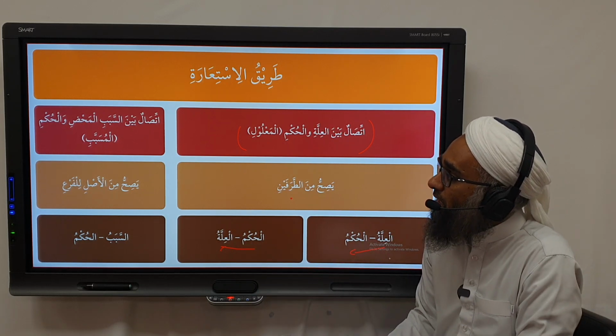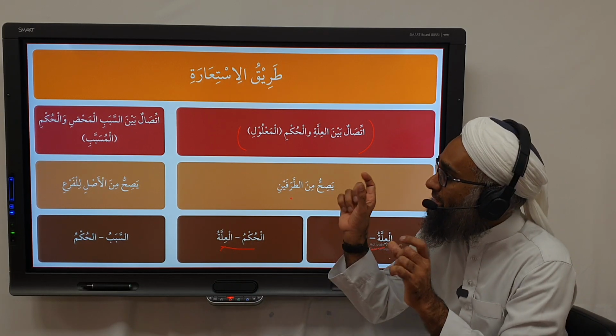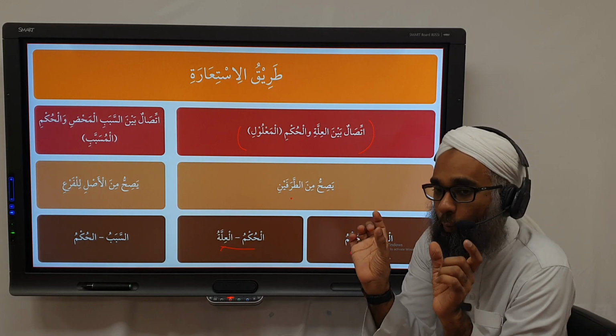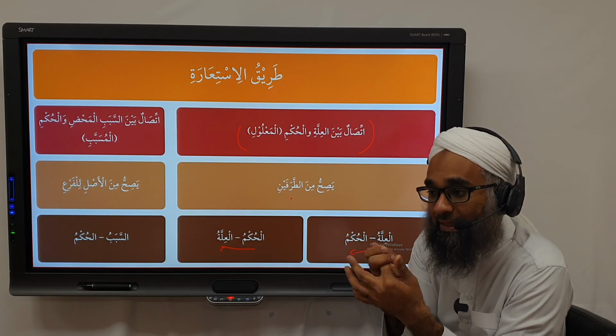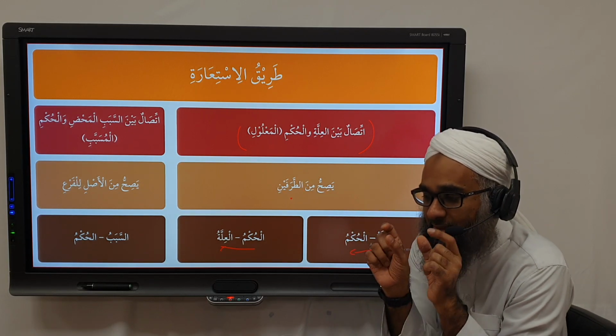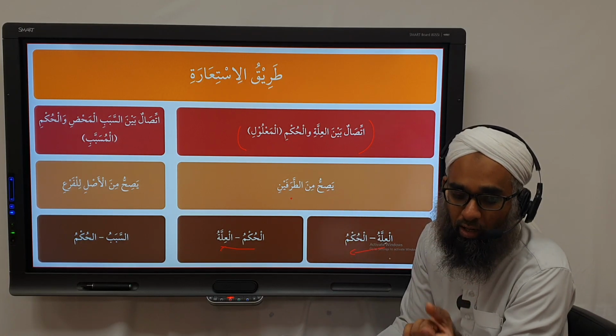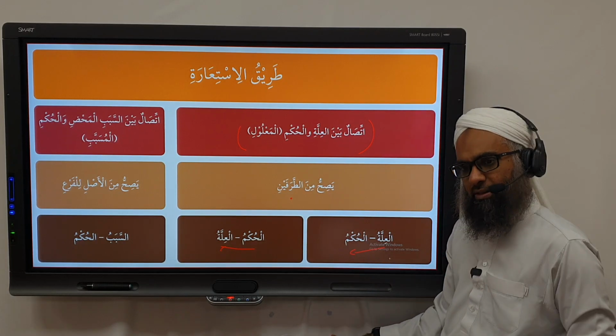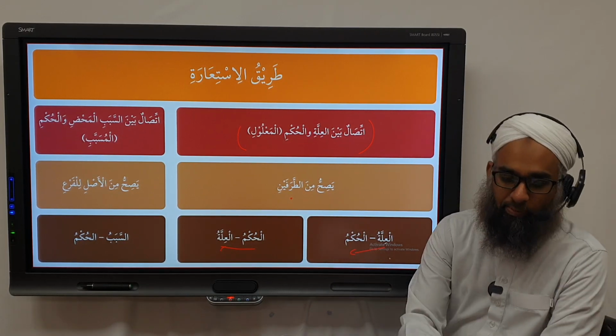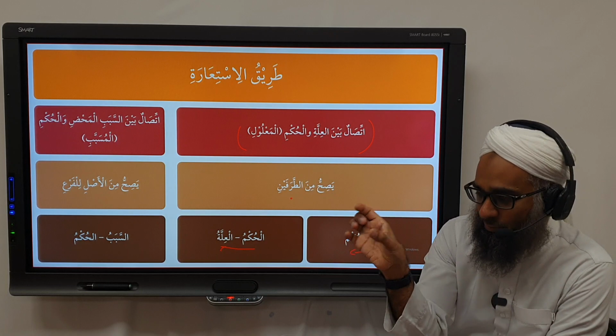Ittisalu bayna as-sabab al-mahdh wal hukm, between the sabab and the musabbab, the sabab and the hukm. What's the intermediary? The illa. They're not strongly linked, there's an intermediary. So there's only one way. You can say sabab and mean the hukm. You can't say the hukm and mean the sabab as majaz. Is that clear to everybody? And obviously, the application is going to come in an example.